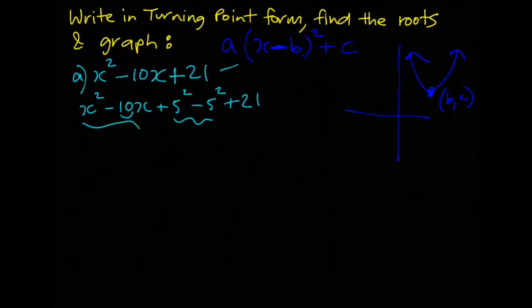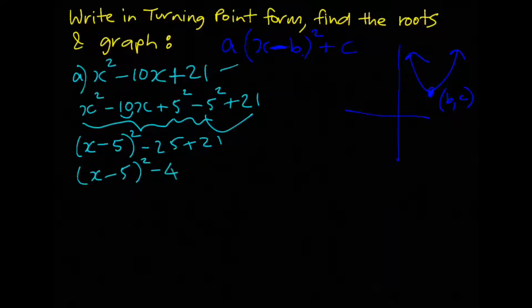So now this here is actually the formula for the perfect square of x minus 5 all squared. And then we carry these two values along, so it's minus 25 plus 21, so it's x minus 5 squared minus 4. So b is 5 and c is negative 4. So the turning point is 5, negative 4. Now let's go ahead and find the roots.